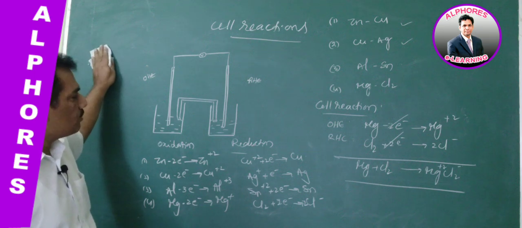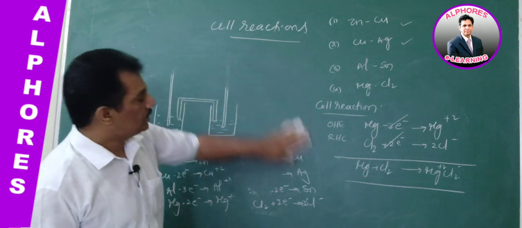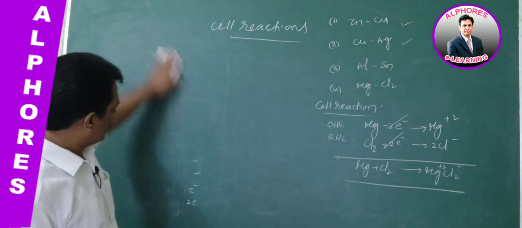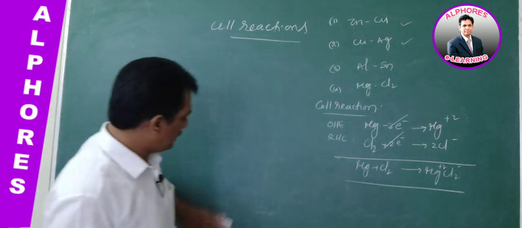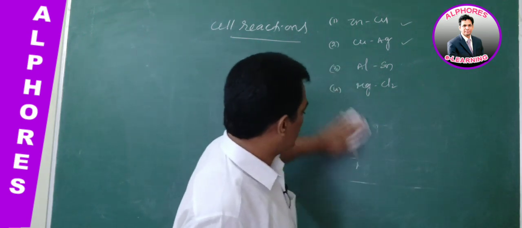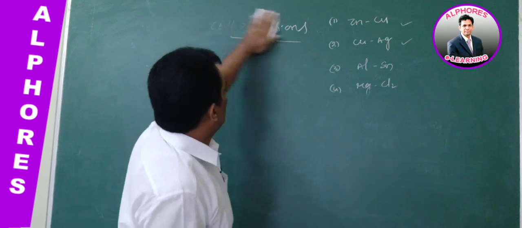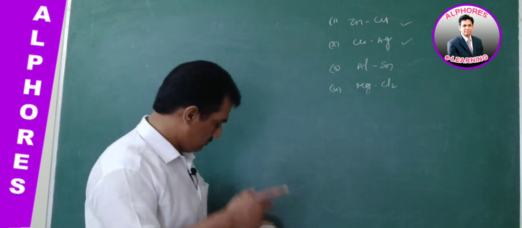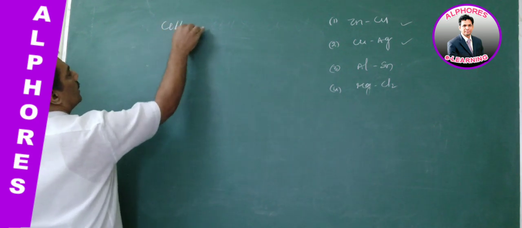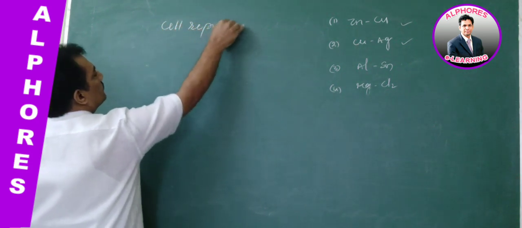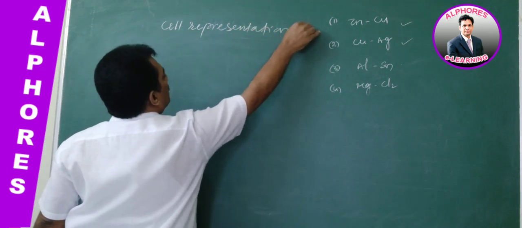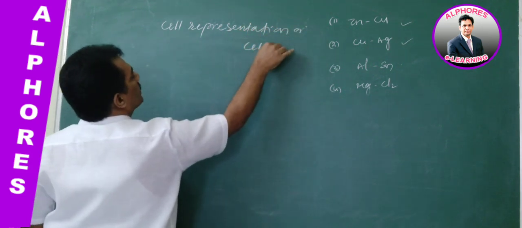And now, after knowing the cell reactions, how to represent a cell? Again let us consider that cell representation for the same cells. Thereby you can easily understand what we are considering to represent a cell in symbolic manner. Now let us go for that cell notation or cell representation for these 4 electrochemical cells.